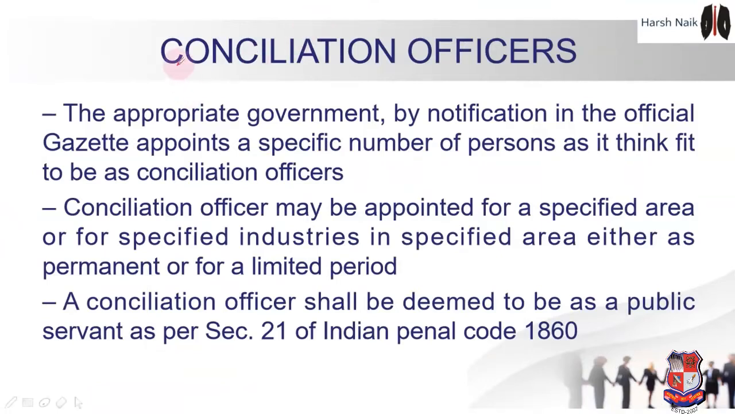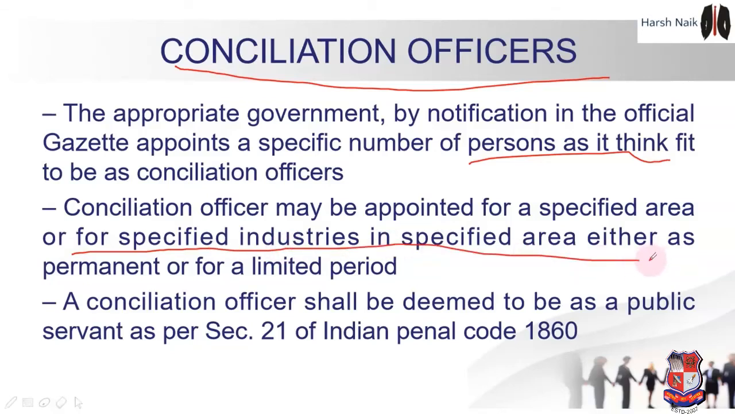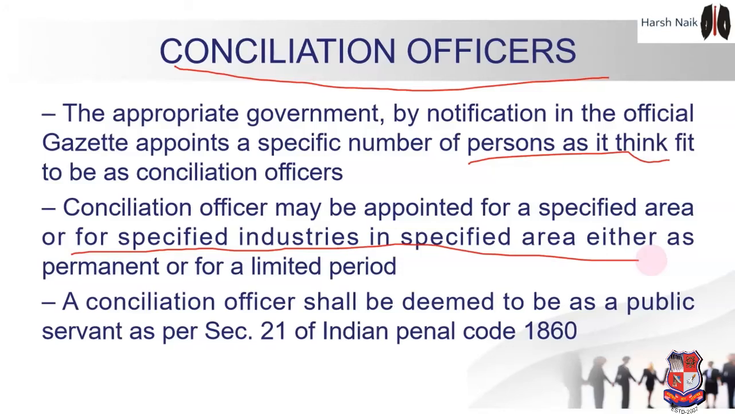Then another is the conciliation officer. Basically, the appropriate government, by notification in the official gazette, appoints a specific number of persons as it thinks fit to be conciliation officers. Those are appointed by the government, right? They may be appointed for a specific area or specified industries in specified areas. For a certain number of industries, these conciliation officers are provided and they are given the job for a certain number of industries in certain areas, right?